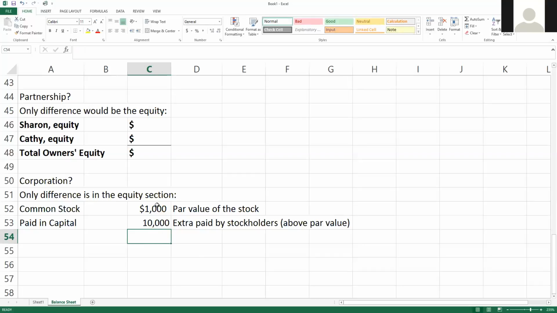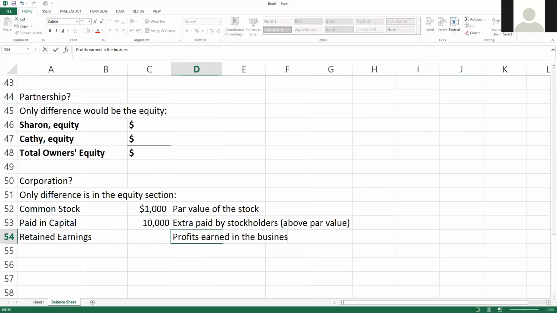So you would see these two accounts, and together they're going to equal all the money paid in by the stockholders to buy that stock. And you're also going to see something called retained earnings. And that represents profits earned in the business. I want you to come back to the term retained earnings. Retained meaning held on to, and earnings. Earnings the company has earned that the company decided to hold on to reinvest in the business.